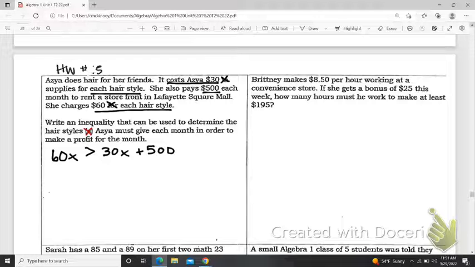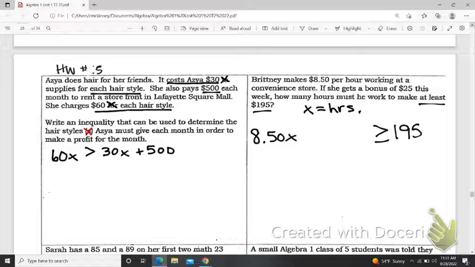All right, so here we have, in this case, she wants to make at least $195, and X is hours. And at least 195 means it's okay to make greater than or equal to 195. So it's okay if she goes over. So she gets $8.50 an hour and a $25 bonus. So that one makes a nice two-step inequality.